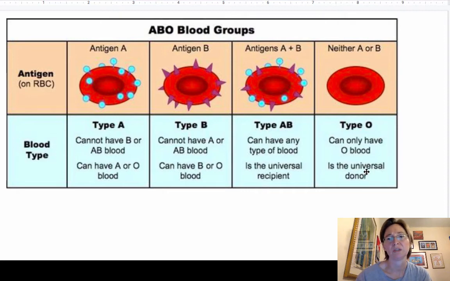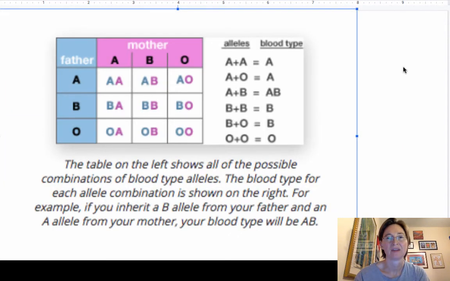So type O blood, because there are no antigens here, can give to anybody because there's no antigen on the surface for the immune system to freak out about. It's all good. So that's why type O is the universal donor. Because people with type O can donate to any of the other types. So here's a chart. It's not a Punnett square. It's not working out two individuals, but it does kind of show what the relationship between these alleles is.